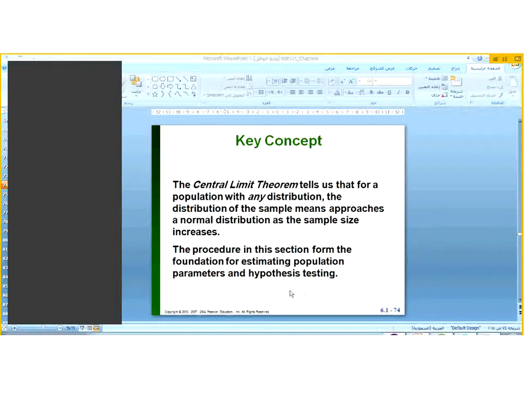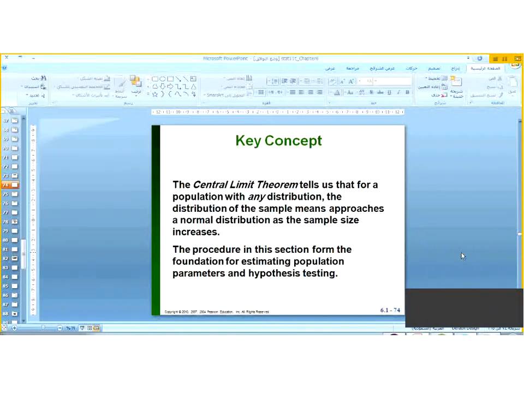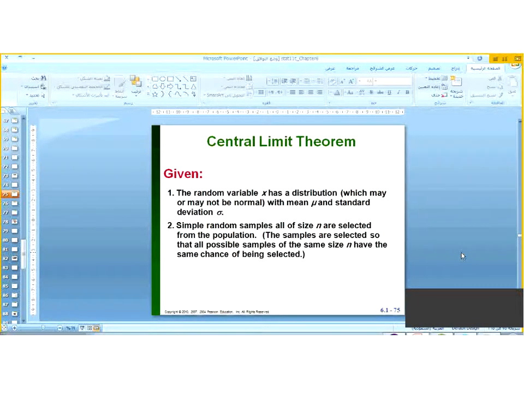The procedure in this section forms the foundation for estimating population parameters and hypothesis testing. So let's see the given. The random variable x has a distribution which may or may not be normal, with mean mu and standard deviation sigma. x has a distribution, but I don't know what this distribution is.